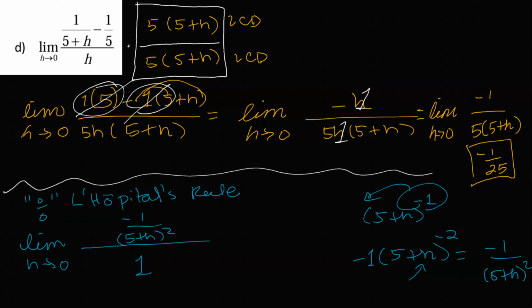So this right here, I will have negative 1 over 5 plus h squared. Now take the limit as h goes to 0. When h is going to 0, the denominator is 1, so I don't have to write that. So that would just be negative 1 over 5 squared, which is 25. So same answer, just a different way of arriving at the answer.